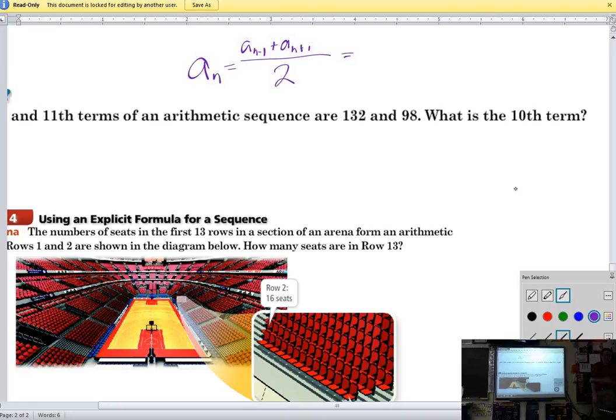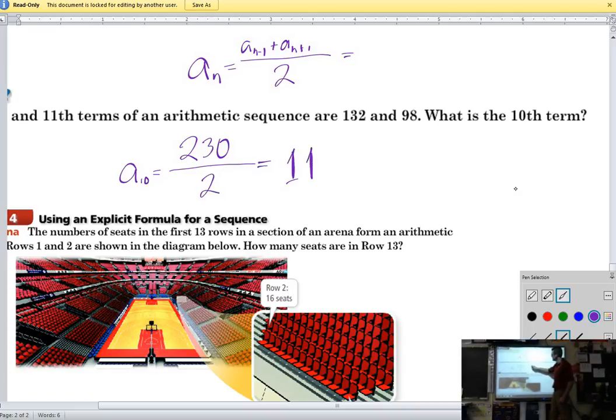So, when I add these up, what do I get? 132 plus 98, 2 and the 8 work well together. 230. That 2 makes it 100. And I just get 230. 230 divided by 2. 115.